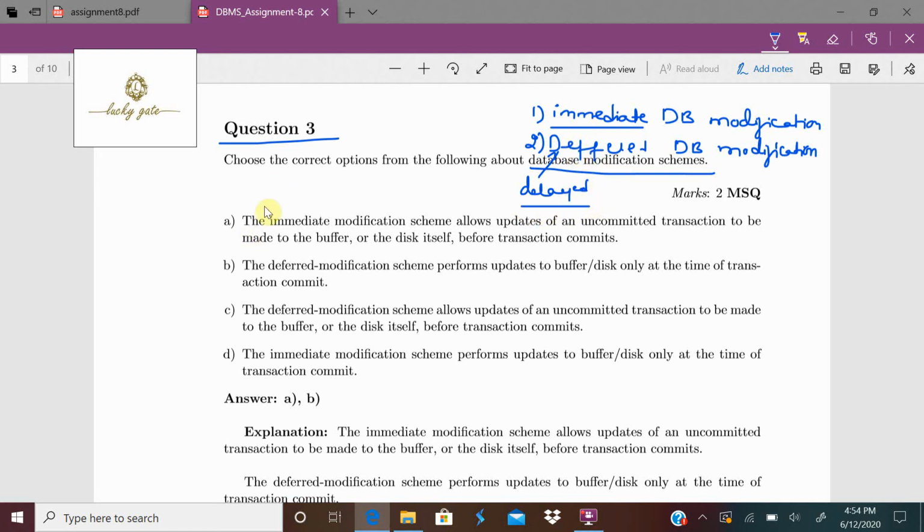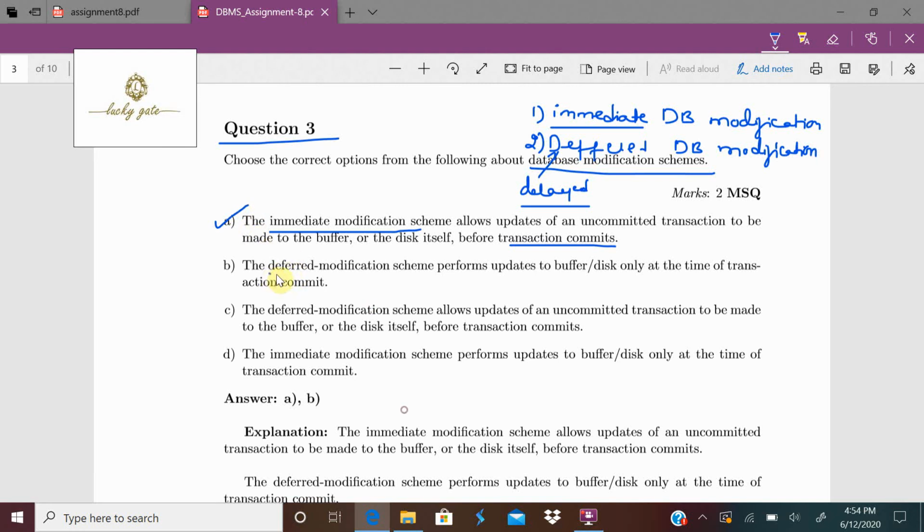Now coming to the options, this is a question about the immediate database modification scheme. It allows updates of an uncommitted transaction to be made to the buffer or the disk itself before the transaction commits. That's why it is called immediate, meaning updates to the disk are done before the transaction commits. So option A is the correct statement.